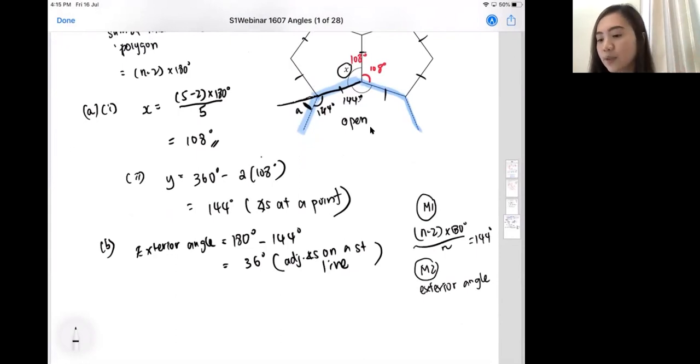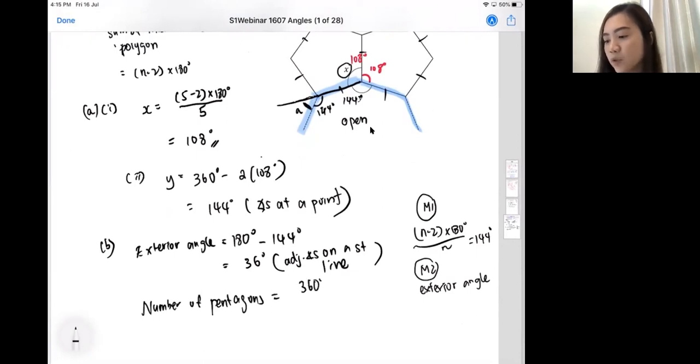The sum, for pentagons, the total is 360. You divide by each exterior angle, and that will give you the answer.